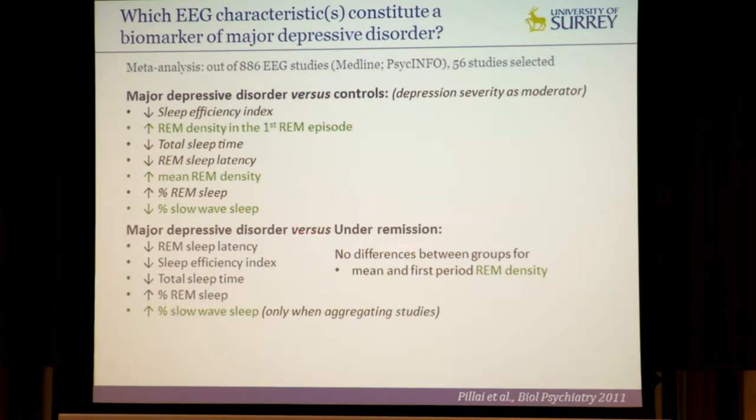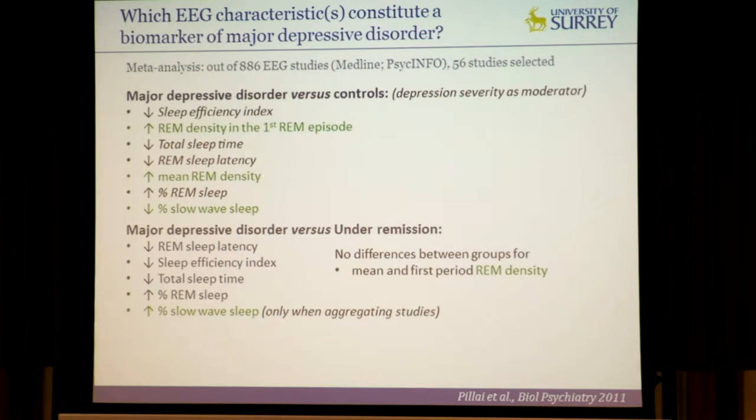disorder versus patients that are in remission, all those parameters have been shown to be significantly different. All of those are actually normalized under remission, meaning that people no longer show those changes. There are only two parameters that show no differences. These are REM density and slow wave sleep, when the meta-analysis was aggregating all the studies together.